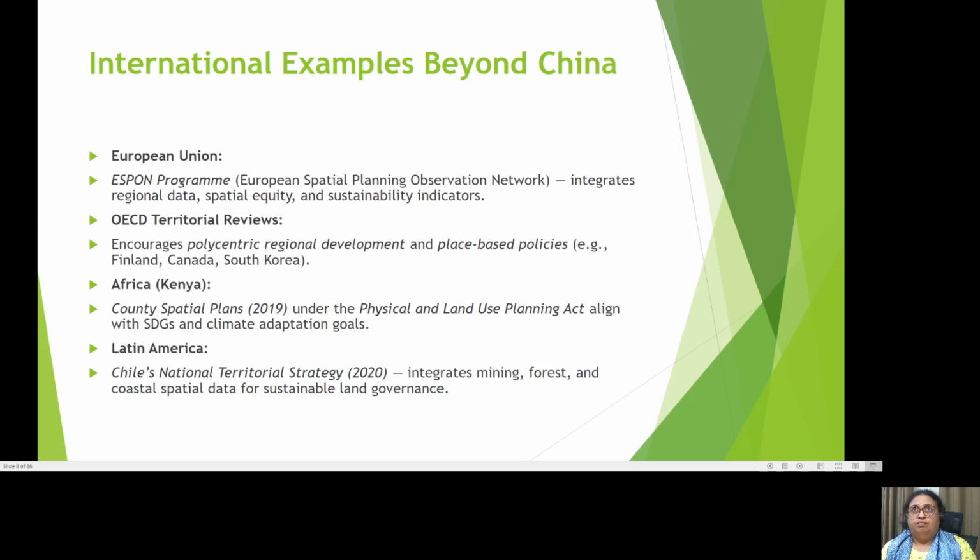For Africa, it's Kenya, always a big leader in every paradigm shift, and as we know we even have the Habitat center at Nairobi, which is the capital of Kenya, where they have developed county spatial plans under the Physical and Land Use Planning Act, aligned with SDGs and climate adaptation goals. In Latin America, Chile's national territorial strategy integrates mining, forest, and coastal spatial data for sustainable land governance. Moving on to next.